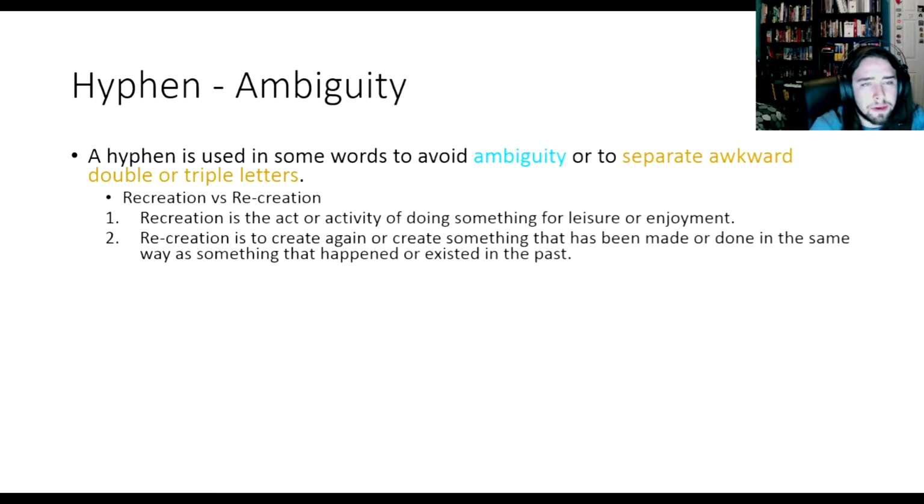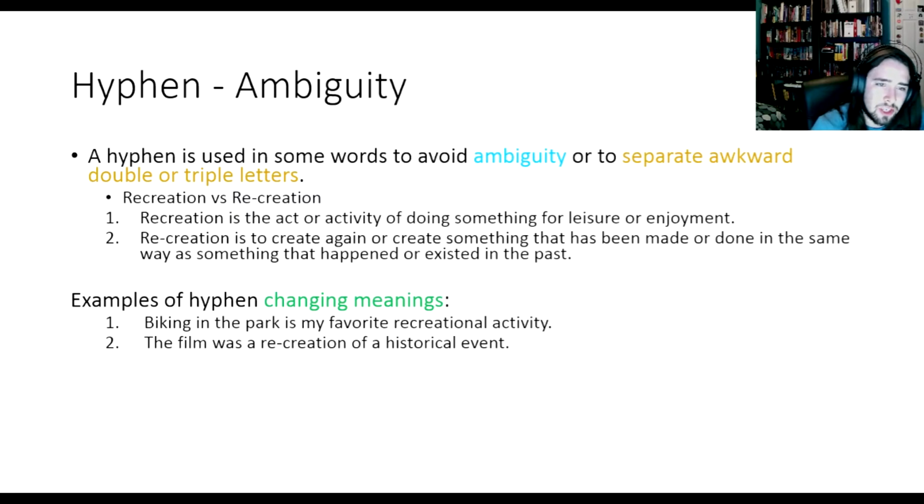Hyphenation with ambiguity. A hyphen is used in some words to avoid ambiguity or to separate awkward double or triple letters. So think about it like this: recreation versus re-creation. Recreation is the act or activity of doing something for leisure or enjoyment. Re-creation is to create again, or create something that has been made or done in the same way as something that has happened or existed in the past.